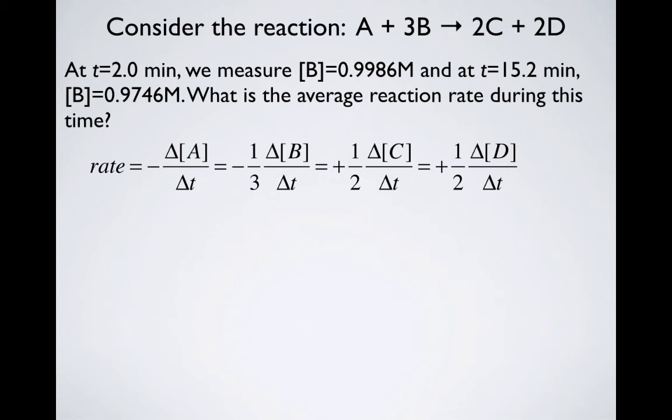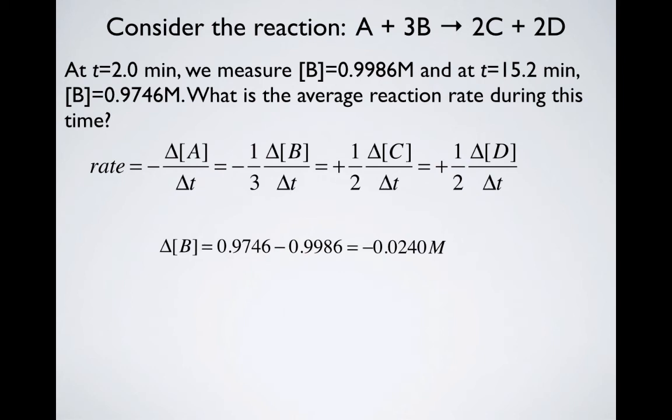When we look at C, we have plus 1/2 change in C over time. And for D, plus 1/2 change in D over change in time. So we use those 1/2 because the coefficient of C and D are 2. And we use the positives because they are products. Well, we're going to worry about B for this one. So let's go ahead and take a look at this calculation.